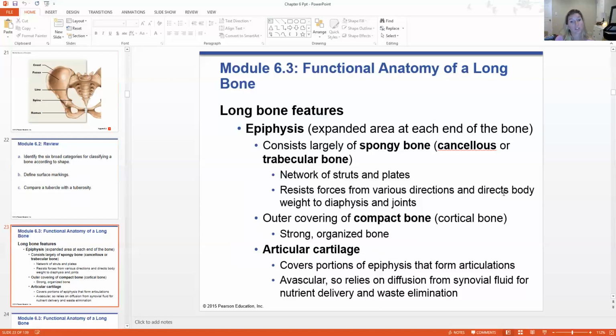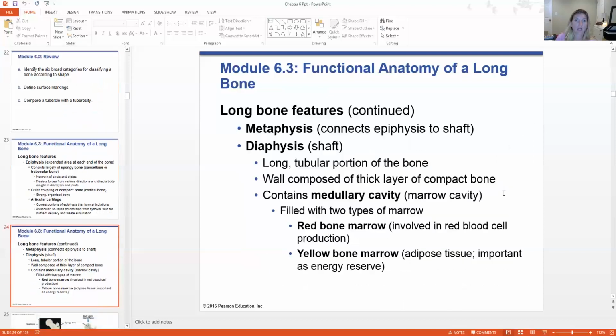There's also articular cartilage that's on the epiphysis. The articular cartilage covers the end of the bone so that it's protecting it from friction against other bones. It's avascular, as all cartilage is, so it doesn't have any blood supply going to it. The metaphysis is connecting the epiphysis to the diaphysis. The diaphysis is the shaft. The metaphysis is just the kind of midline point between the epiphysis and the diaphysis.